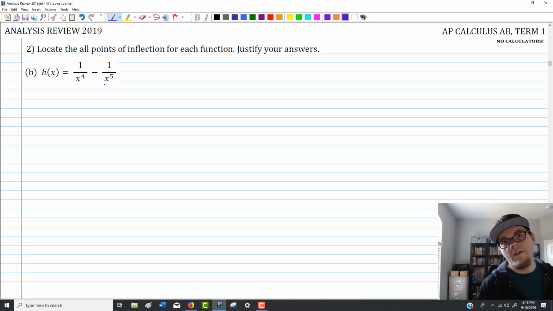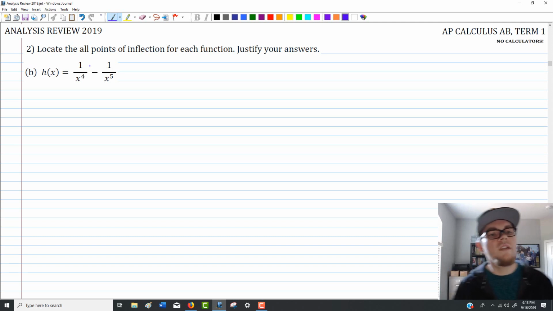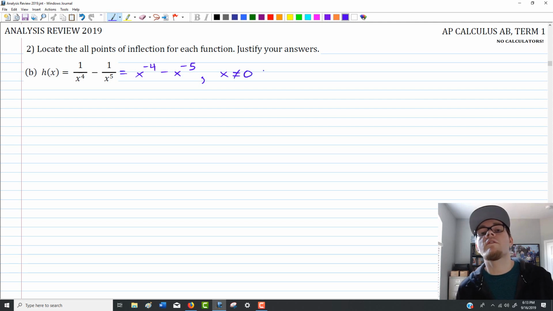Okay, B. B is a classic favorite, almost like the counterpoint to the first problem we just saw. So in this case, we want to again find the points of inflection, so we're looking for where H double prime will change signs. To start things off, I'll go with a cosmetic look before anything else. This is x to -4 minus x to -5. Before anything else, let me point out that x cannot equal 0 in this situation.